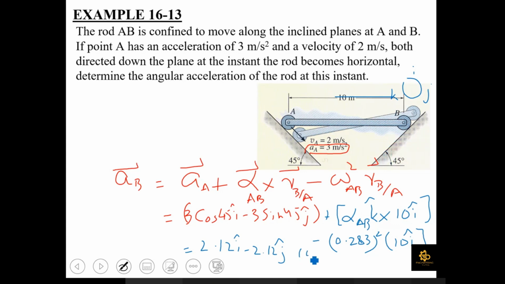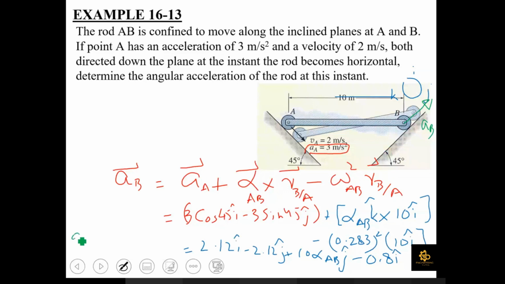It would be 10 alpha ab. What is k cross I? It is j. So आपने इसको प्लस 10 अल्फा ए बी जे के तौर पे लिख लिया. इसी तरह 0.283 को स्क्वायर करके जब आप i के साथ मल्टीप्लाई करेंगे, it would become minus 0.8 i. So the right hand side of this equation would become like this. Okay, what about the left hand side? What does this left hand side represent? It represents the absolute acceleration of B. So since point B is constrained to move along the incline, you can write this AB in terms of vector as previously जो आपने VB के साथ किया था.